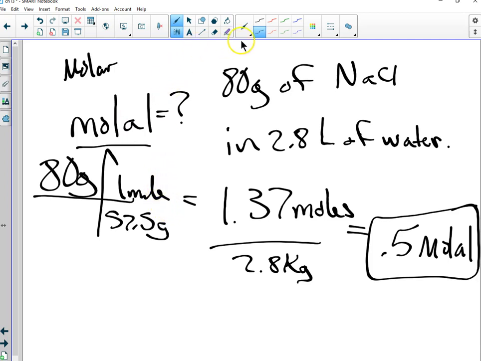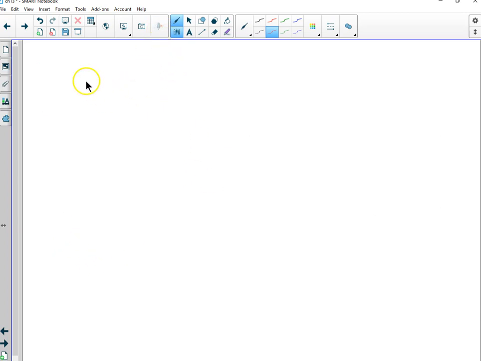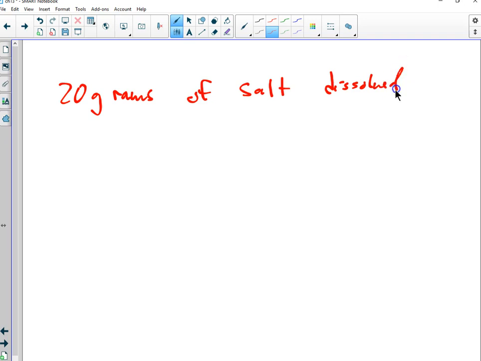And when they describe the solution, they would say you have like a 2 molar solution, or you have a 2 molal solution. You okay with that? All right. So this problem, let's not worry about it. Let's say we have 20 grams of salt. We'll just stick with that because we already have that number. Dissolved in 300 milliliters of methanol, which is CH3OH.